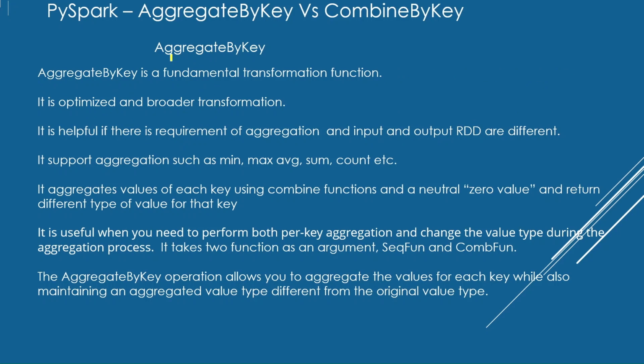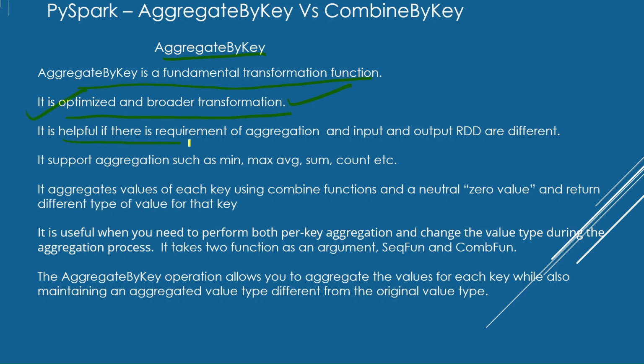So let's discuss aggregate by key. Aggregate by key is a fundamental transformation function. It is an optimized wider transformation. What does optimized wider transformation mean? If the transformation is wider, it shuffles the data across different executors over the network. But the good part is that it shuffles the data at the very last stage of the transformation process. That's why it is very much optimized.